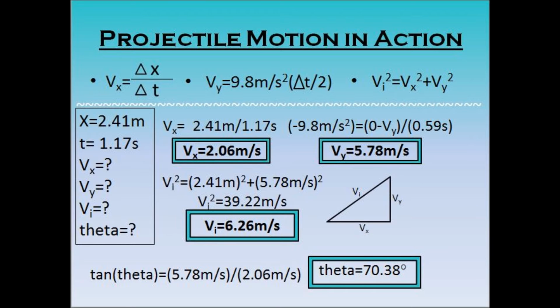To find Vi, we just use the Pythagorean theorem, so Vx squared plus Vy squared equals Vi squared. Using this equation, we end up with an initial velocity of 6.26 meters per second as I do my double back. The last step to find theta is to find the tangent, which is Vy over Vx, and take the inverse of that, which results in a theta equaling 70.38 degrees.